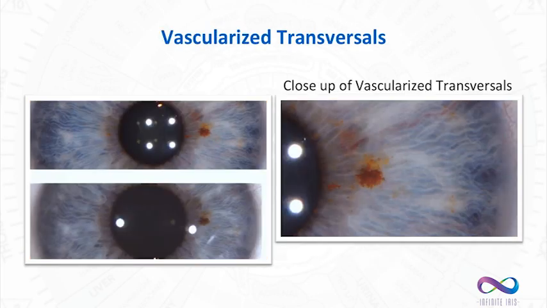Vascularized transversals. Vascularized means that the sheath has worn off of that fiber. And we can have vascularized radial fibers, vascularized transversals. But when the sheath has worn off and the blood is showing through, that's an even greater sign of irritation, possible pain in that area.